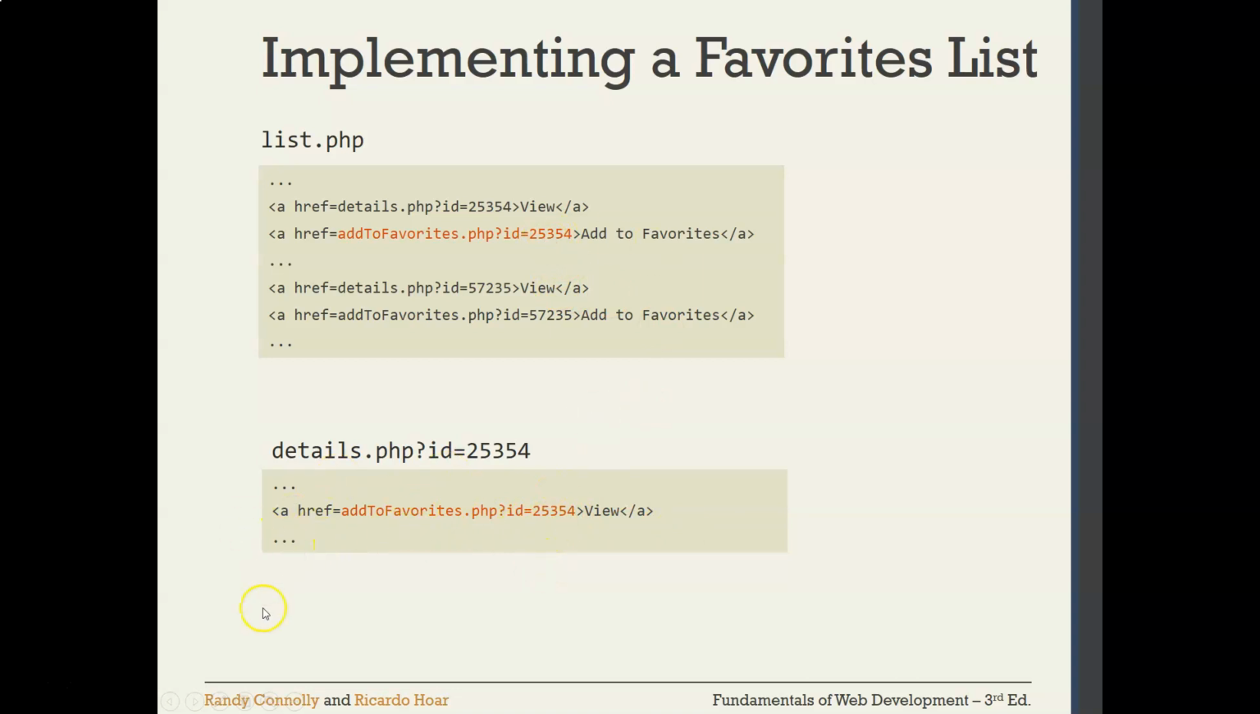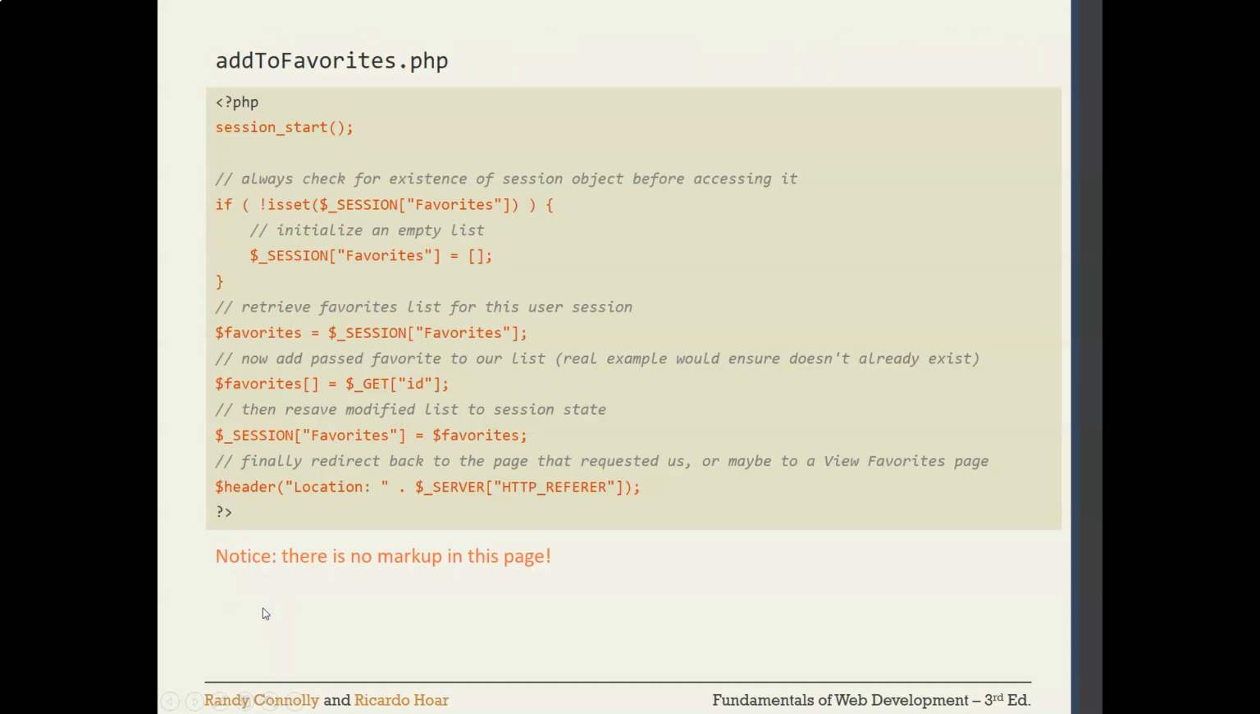So let's see what this add to favorites actually looks like. It's remarkably simple, less than 10 lines of code. We have to start the session. We then check to see if it exists. If it doesn't exist, we initialize our session as an empty array. We'll then retrieve whatever was there. It'll either be empty, or if it already exists, we'll get whatever is currently there. We're going to retrieve from the query string the ID, let's say the movie ID, that was passed into us. We just add that to the end of our array, and then we resave our modified list back to session state.